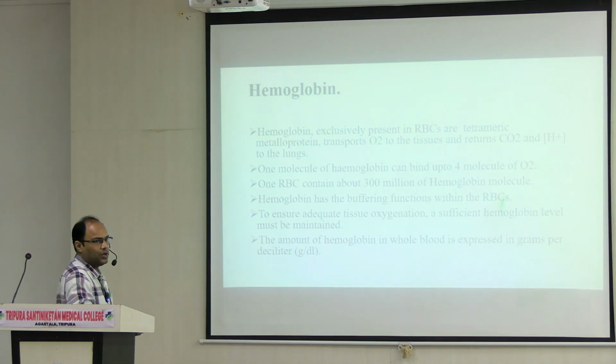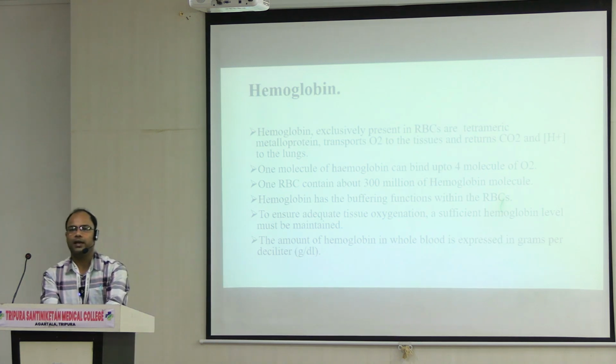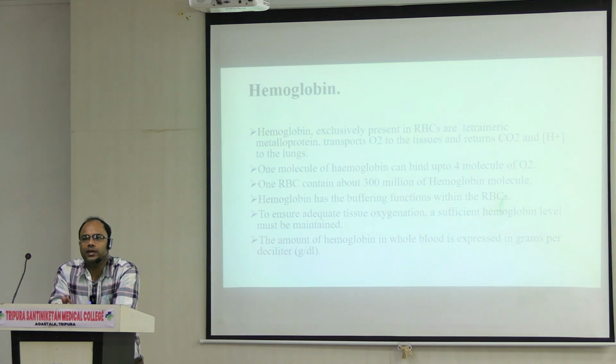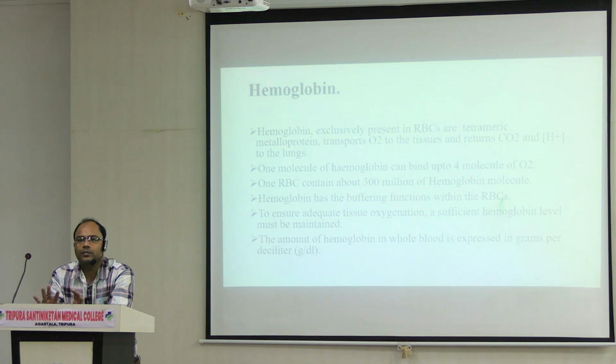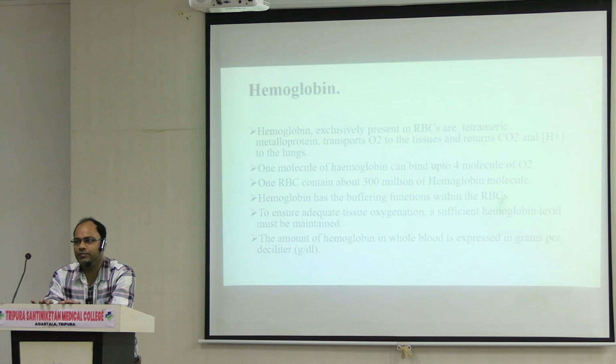To ensure adequate tissue oxygenation, you must have a sufficient hemoglobin level in your blood. And when we measure hemoglobin, we express it as gram per deciliter. Okay. What is the normal value of hemoglobin in case of male and in case of female? Male 13 to 18 gram per deciliter. Okay, broadly remember this, 13 to 18 gram per deciliter. In case of female, 12 to 16 gram per deciliter.